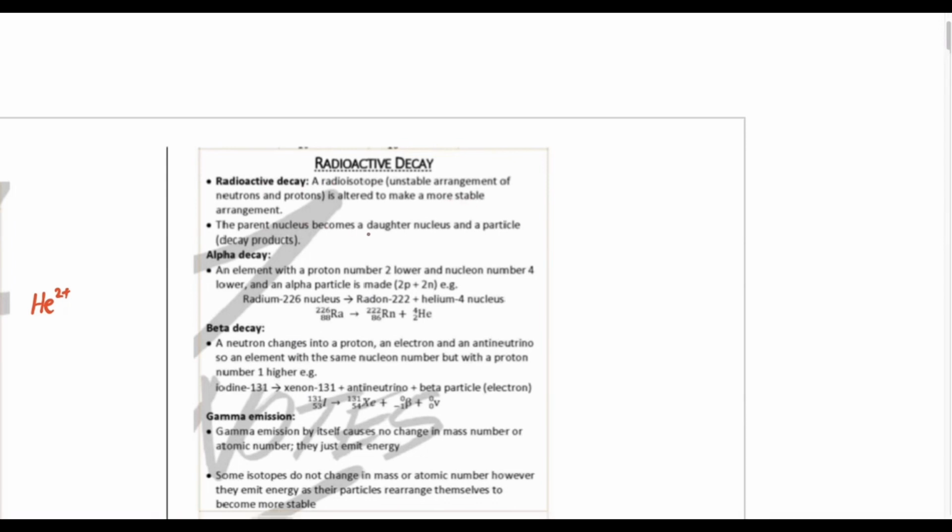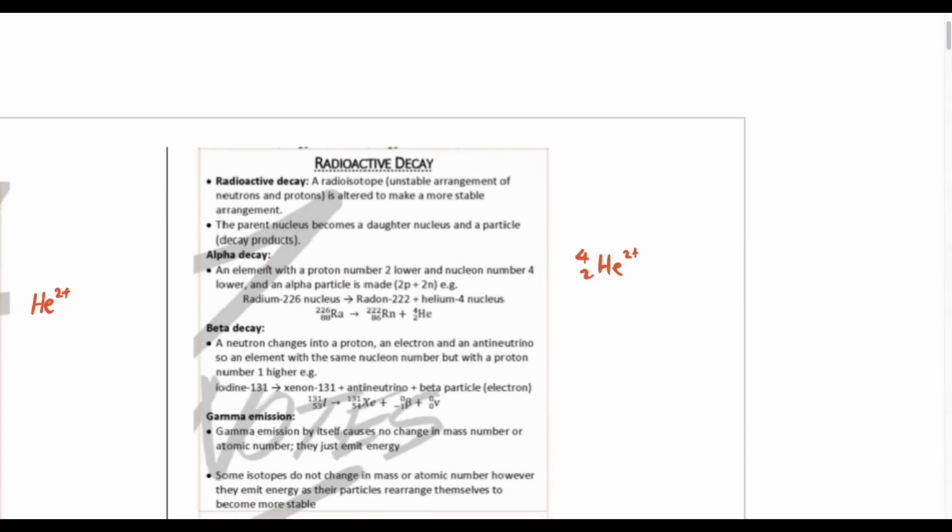So the parent nucleus becomes a daughter nucleus and a particle, which is the decay product. The particles here can be alpha, beta, or gamma. And elements with a proton number 2 lower and nucleon number 4 lower, and an alpha particle is made. Okay? You know alpha particle is 4,2 He 2+. So that means there are 2 protons and 2 neutrons. That's why alpha particle is made of 2 protons and 2 neutrons.